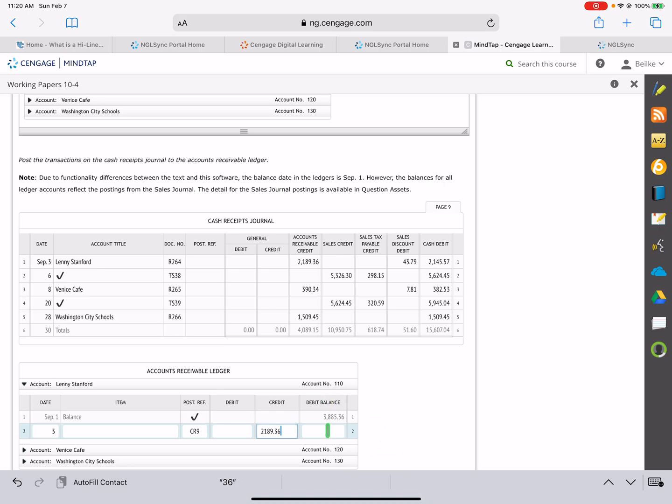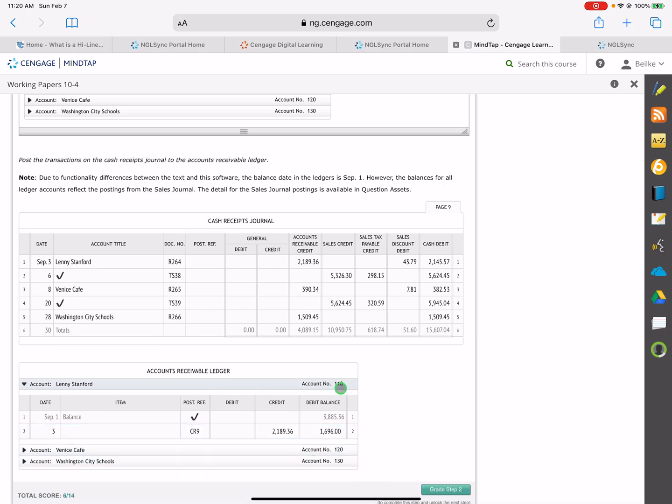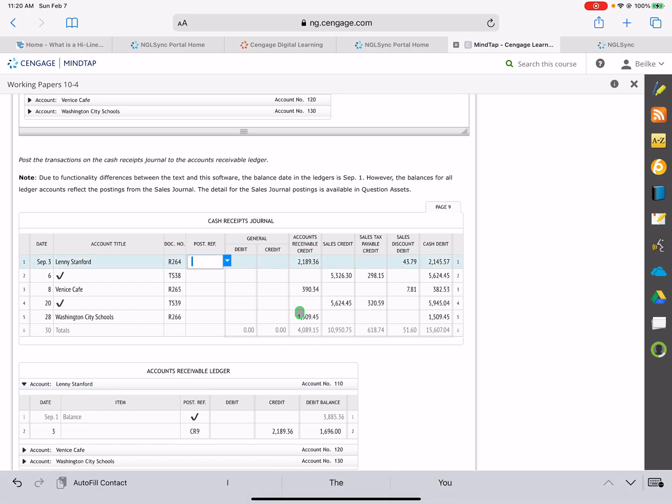$2,189.36. We have a debit balance. We will credit it, so we will subtract, and we come up with $1,696. And our last step is to go back up here and put in our post reference 110.